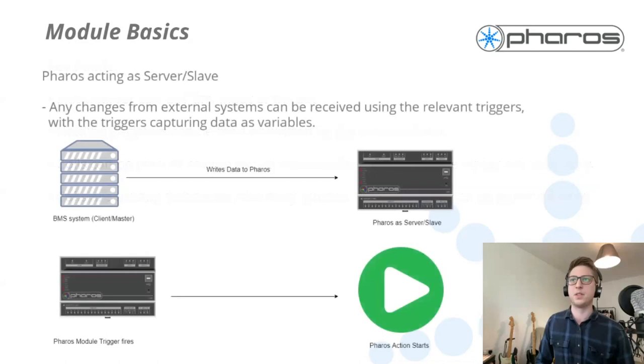So, just a basic breakdown. As you can see, I've got a little diagram here, which hopefully will give you a little bit better understanding of how the actual process works. So we have a BMS system here. It writes data to Pharos, could be a holding register, let's say. Pharos is acting as the server slave device in this scenario. As soon as you write data to Pharos and you change a holding register value, let's say to 7, Pharos will trigger from where the data has been written to it. It can then use that value to pick something like a timeline. So you can use that as a variable within an action.